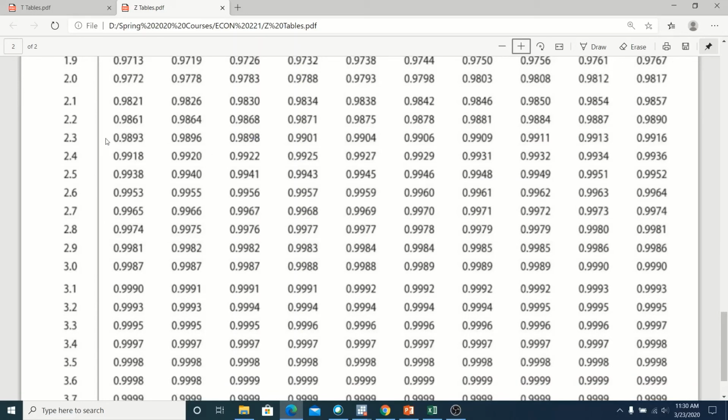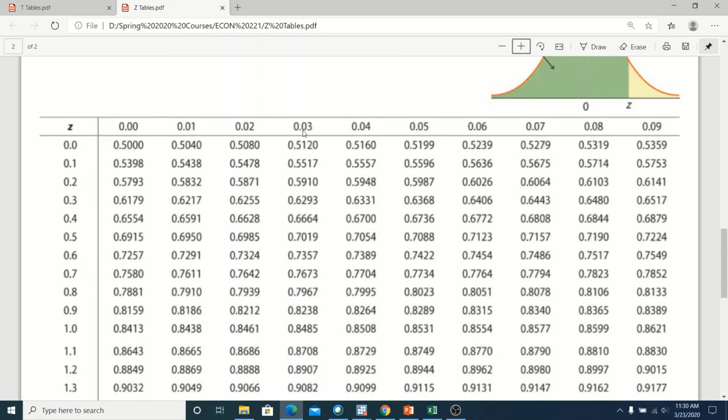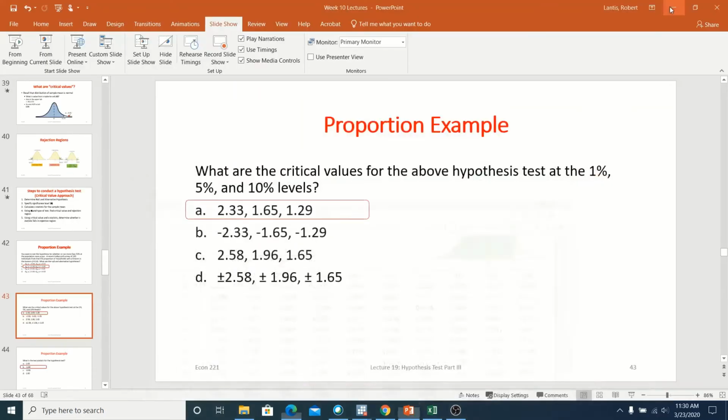In between these two, 2.32 and 2.33. So take the higher of the two, 2.33. Okay, I could look up the other two, but that helps me identify that this is going to be the correct one. Now, I should always find the same three values. If I have the same type of test and same levels of alpha, I'm always going to find 2.33, 1.65, and 1.29 for this right-tailed test when I'm looking at a proportion example.